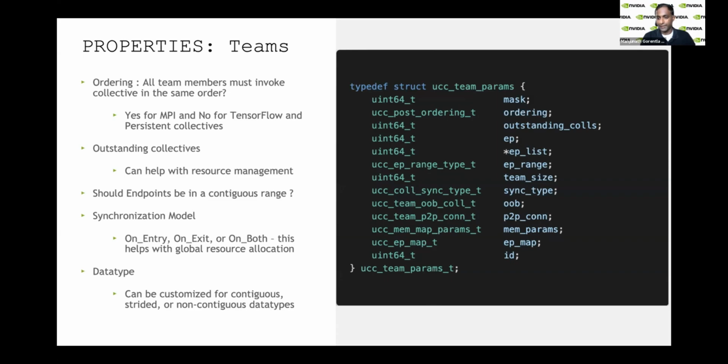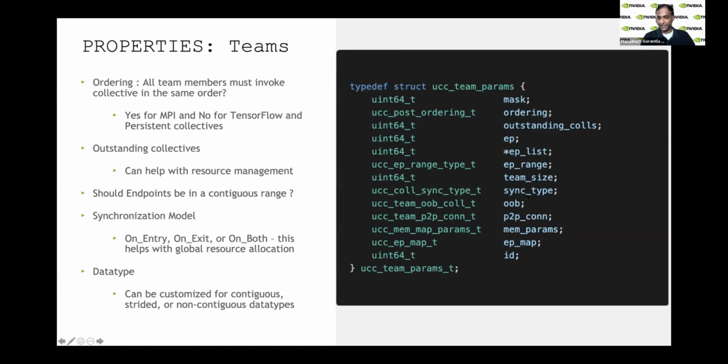Endpoint is nothing but, think of it as a rank in a communicator. It's basically the participant ID in the team. Don't worry about EP list and EP range for now. Team size is basically the number of participants. The reason we provided the EP is so that if MPI is using UCC, it can pass in the rank directly. If you want to use it directly without MPI or anything, you probably want to create this as an output parameter. Then again, you will see sync type.